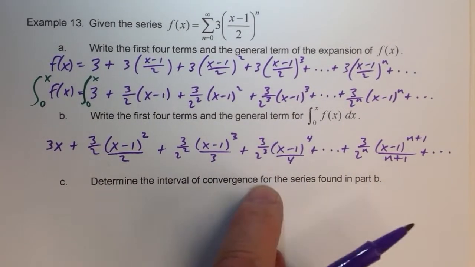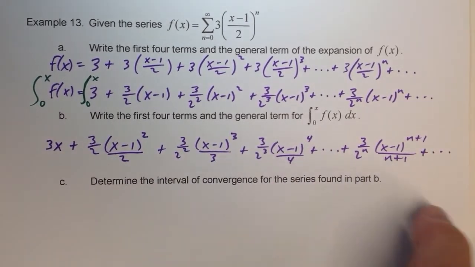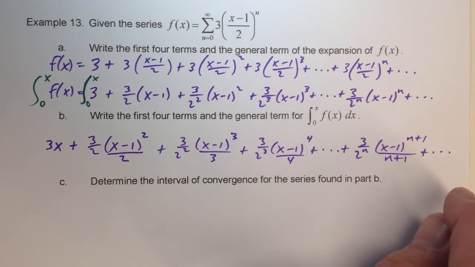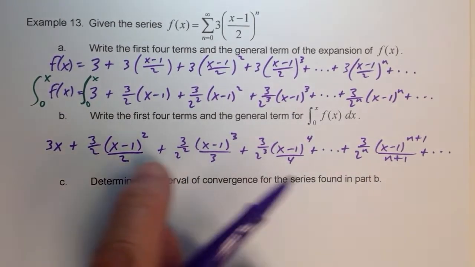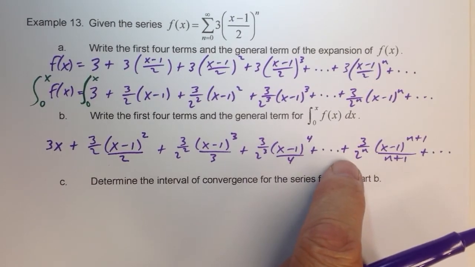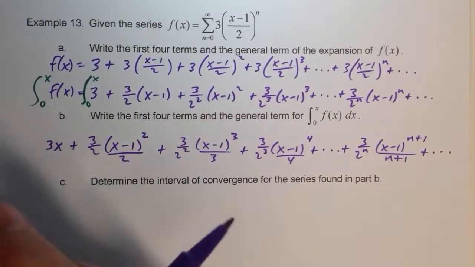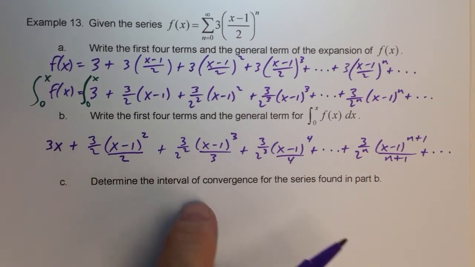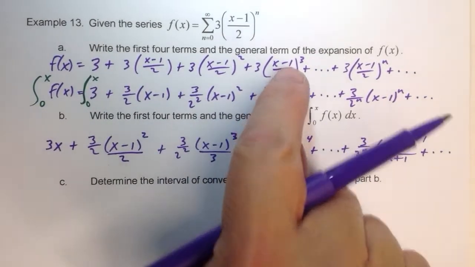Determine the interval of convergence for this series found in part B. Okay, well, let's think about that for a second. This would be more difficult to find the interval of convergence for, so let's maybe look at the first series, because when you integrate both sides, you know that the interval of convergence doesn't change, so maybe the other one would be easier.